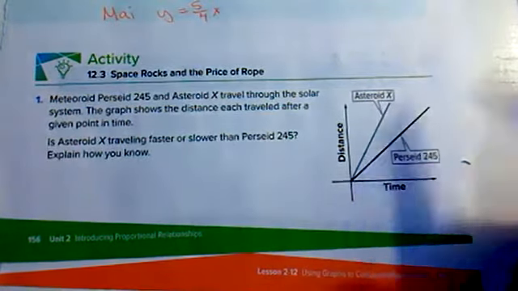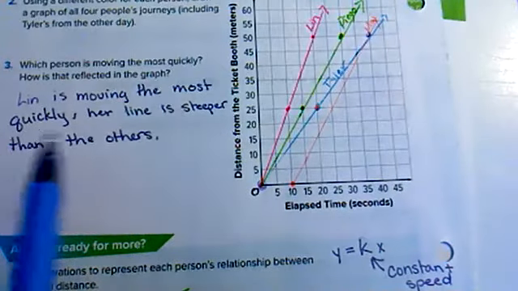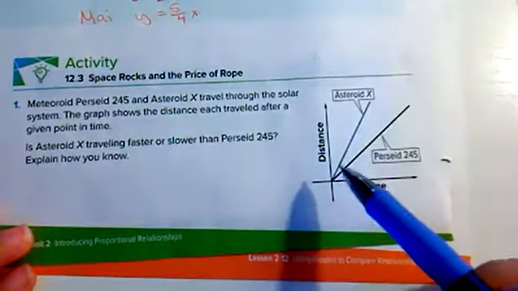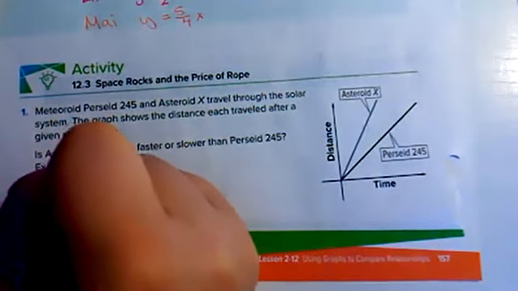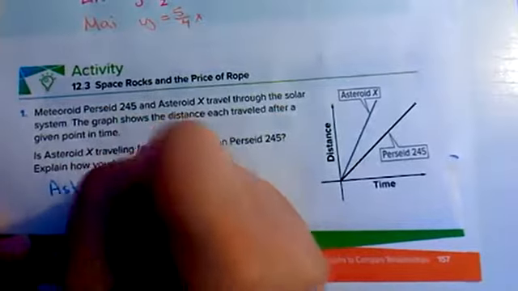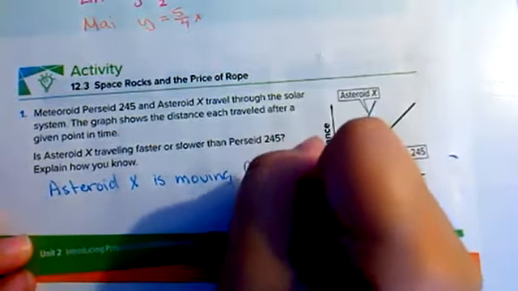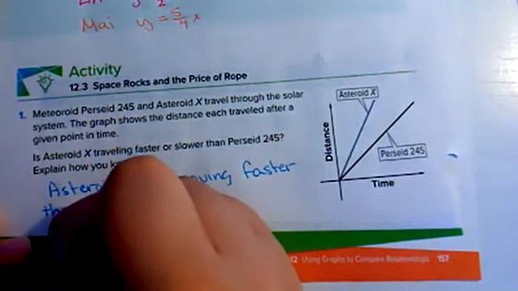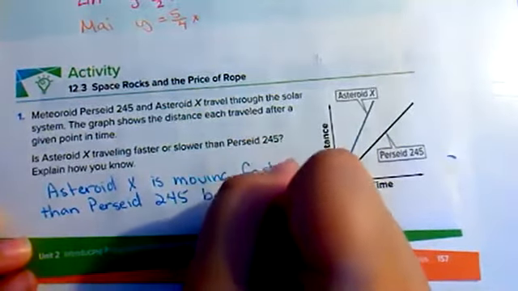Welcome back. So remember, just like up here, we want to look at which one's moving the fastest. So we said Lynn is moving most quickly. Her line is steeper than others, so we know she's going faster. If we look here, we know asteroid X is going faster because the line is moving up at a steeper pace. So asteroid X is moving faster than Perseid 245 because the line is steeper.